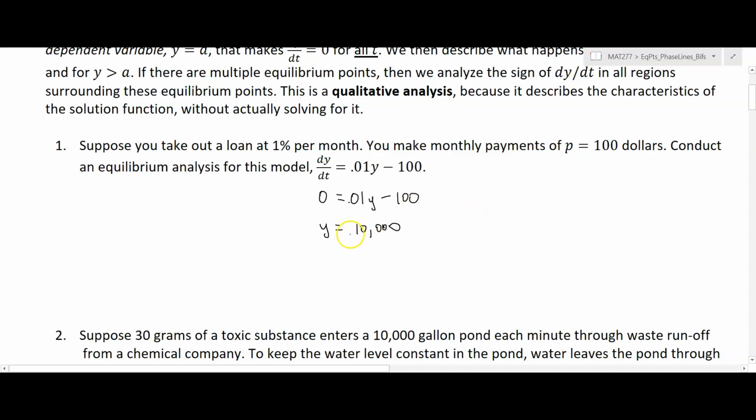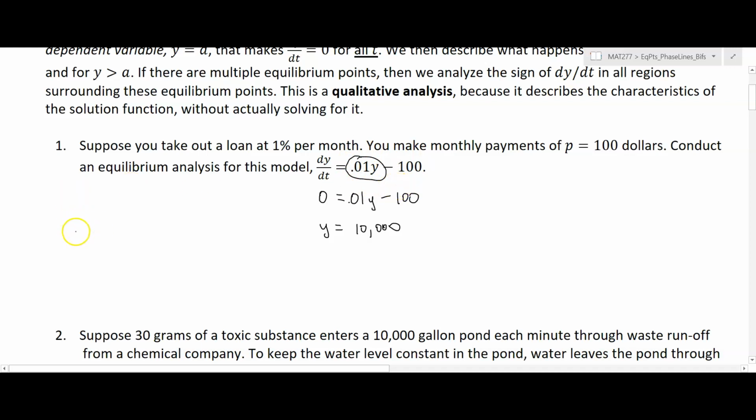Now, if we look at y equals 10,000, what we're basically saying is that when your balance in this account is $10,000, you take out a $10,000 loan, and you make $100 payments, your balance is not going to change at all. 1% of 10,000 is 100. So in this term here, we're adding 1% of $10,000 to your balance, which is $100 in interest, but you're making a $100 payment, and so your balance will never change.